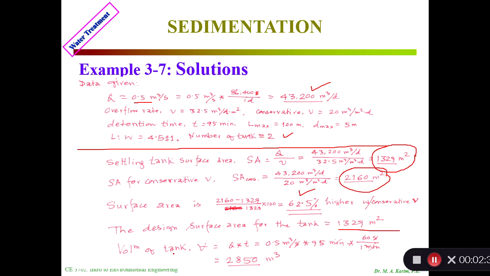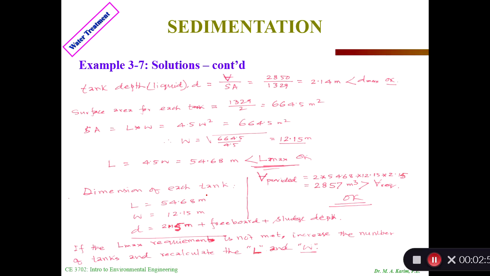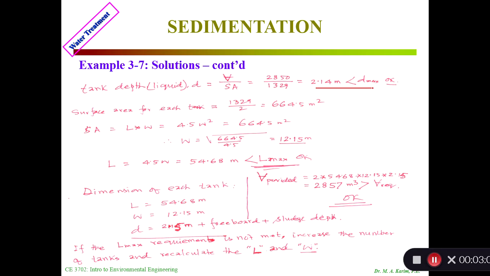Okay, so the volume of the tank V equal to Q times T. Then for Q and T, we have to do a little bit of unit conversion. 60 seconds equal to 1 minute, second cancels out, minute cancels out. Whatever stays here is meter cube. That means it's 2850 meter cube is my volume of the tank. Okay, then tank depth would be volume over surface area. So I get 2.14. This is the depth, and this is the volume for both the tanks. It's not just for one, and the surface area is for both the tanks.